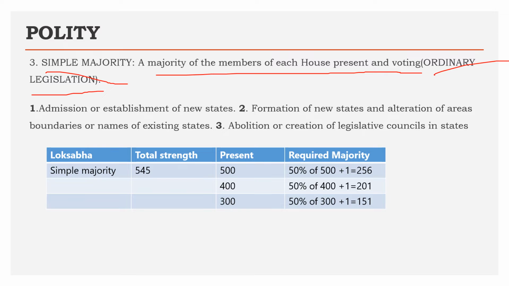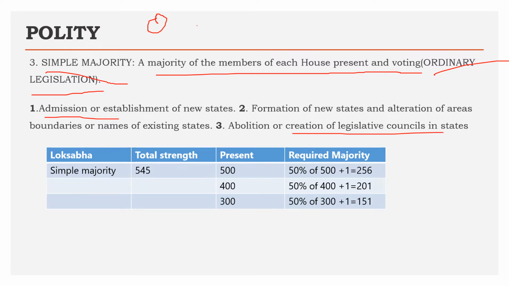You people might be aware of quorum. Quorum is nothing but 1/10 of the members need to be present. This is decided by the speaker. Now where do we use simple majorities? When we have to admit new states, form new states, or create legislative councils, you use simple majority. Even simple majority is used to pass certain constitutional amendments also. But this simple majority used to pass constitutional amendment does not come under Article 368, which is the article for passing constitutional amendment bills.